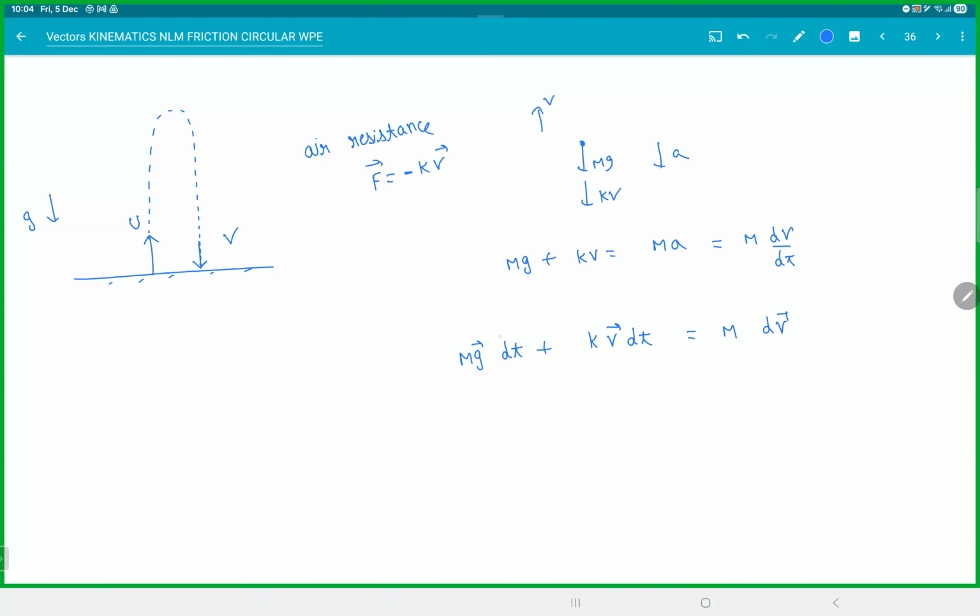Now integrate this on both the sides. Now try to understand the meaning of each term. So this is the total time of flight, 0 to tf, right? This will be 0 to tf, and this will be from u to minus v. You're coming back finally, so minus v j cap. Now understand the meaning of this term here. What is v dt? V dt is displacement.